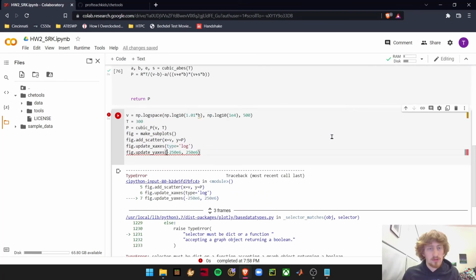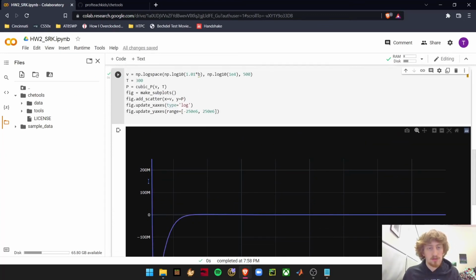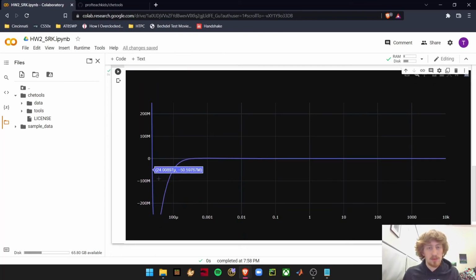Oh, I forgot to actually use the range here. Try that again. All right, and you can see our plot looks much, much better. So the next step here is to actually add more isotherms to it.